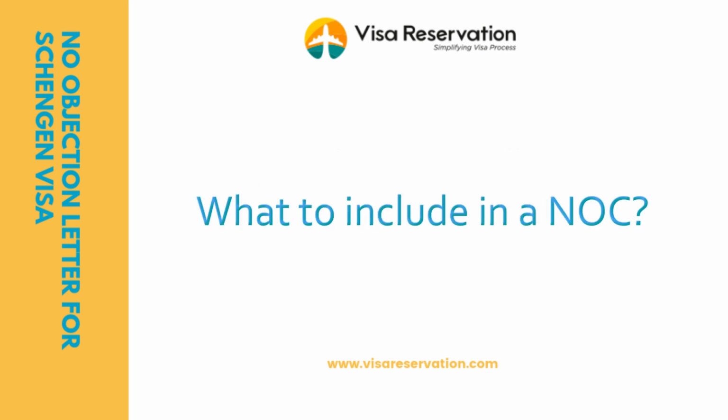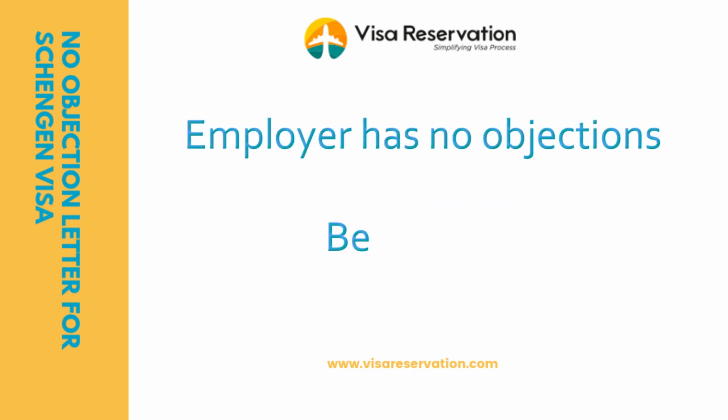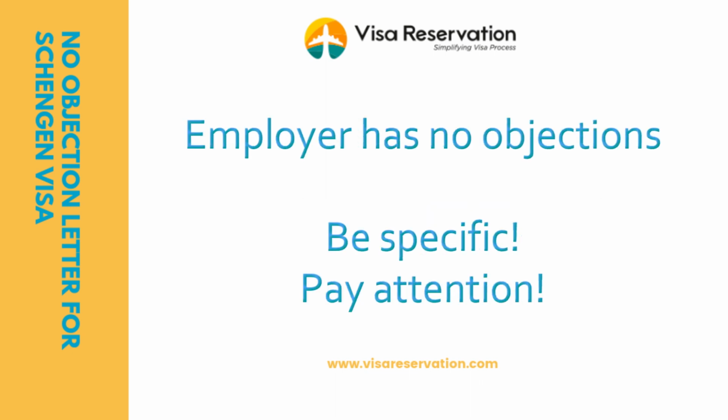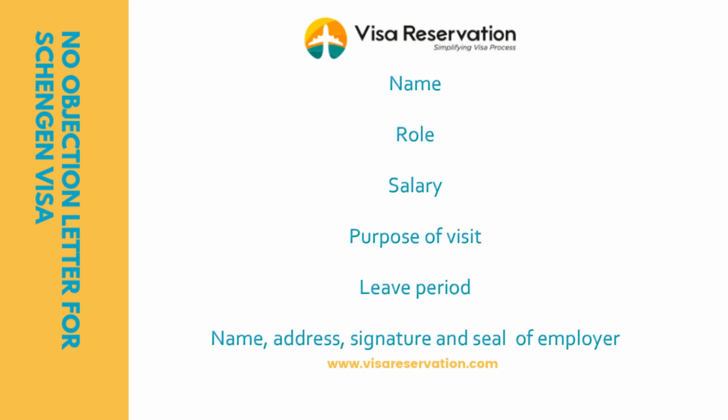What to include in a No Objection Letter? The No Objection Letter should indicate that the company does not have any objection to you travelling abroad during your holidays. When you write a No Objection Letter, the most important thing is to be specific and pay attention to each and every little detail. This letter should, of course, be written in a formal business letter format. Remember to include your name, role, salary, purpose of visit and leave period. Since the letter is from the employer to the immigration office, it should also have the full name and signature of your employer, the official address, as well as the official seal of the company.